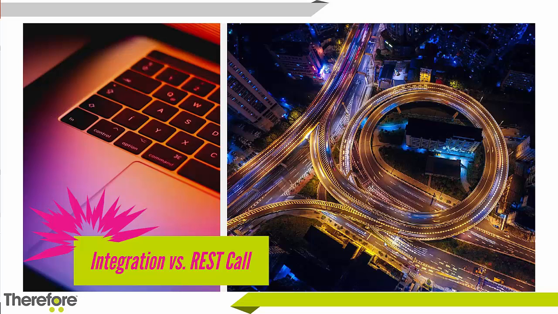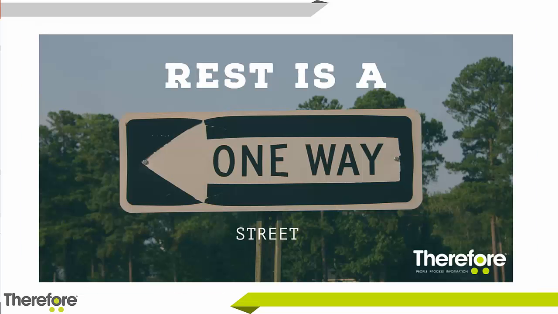So if we think about regular deep integration between therefore and an ERP system, we can visualize it as the information flowing back and forth and merging from one side to the other, like a busy freeway. Information is going in all directions, more or less at all times. However, the REST call is much more simple and straightforward. In fact, I would compare REST to a one-way street as opposed to a busy freeway.